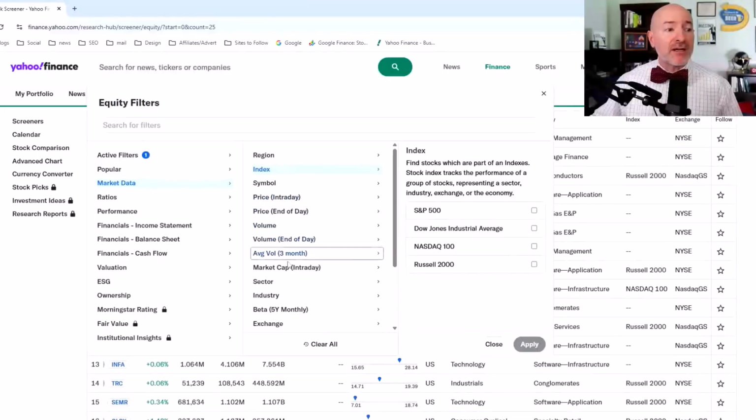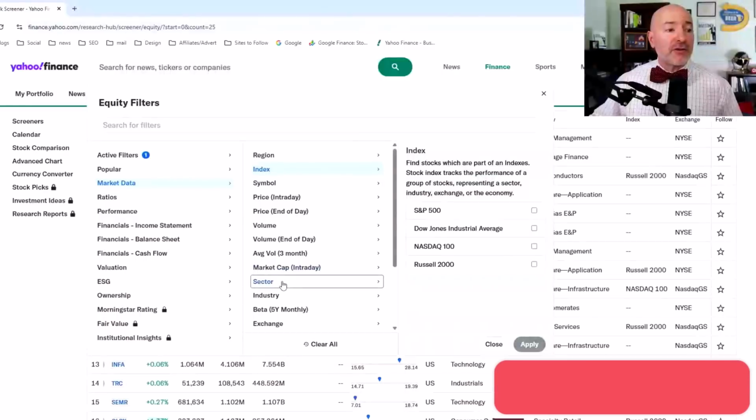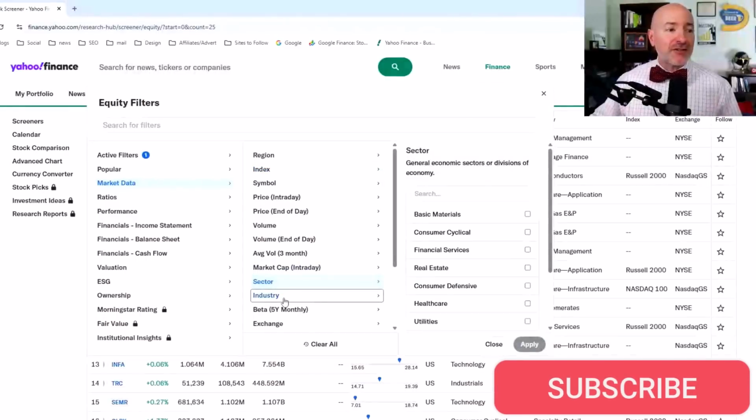You can still filter for some of those things. So you can filter by market cap and get those 500 largest stocks anyway. You don't have to use this S&P 500 filter. But if you want just those stocks in that index, then you would click on this. Another very important filter, two filters here, is the sector and the industry.